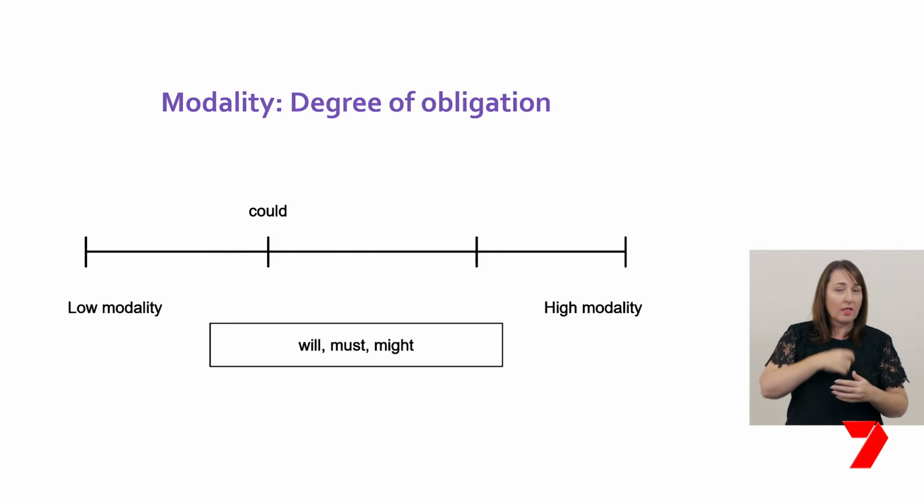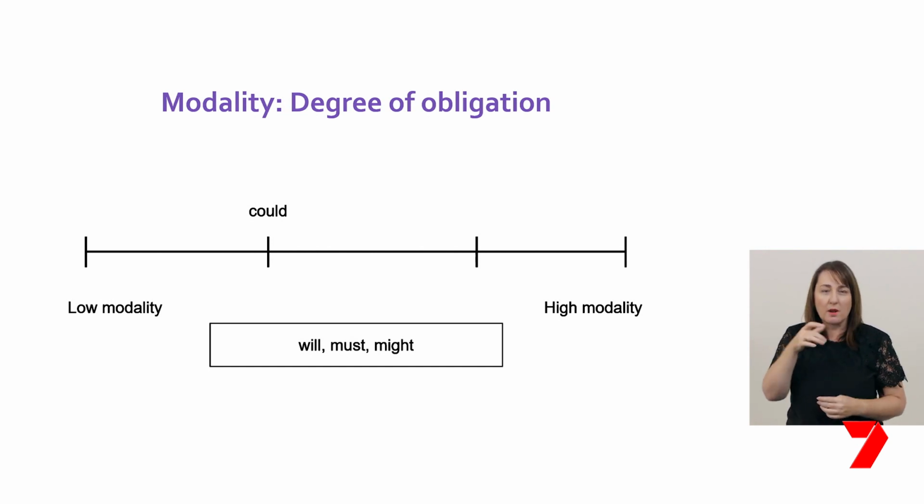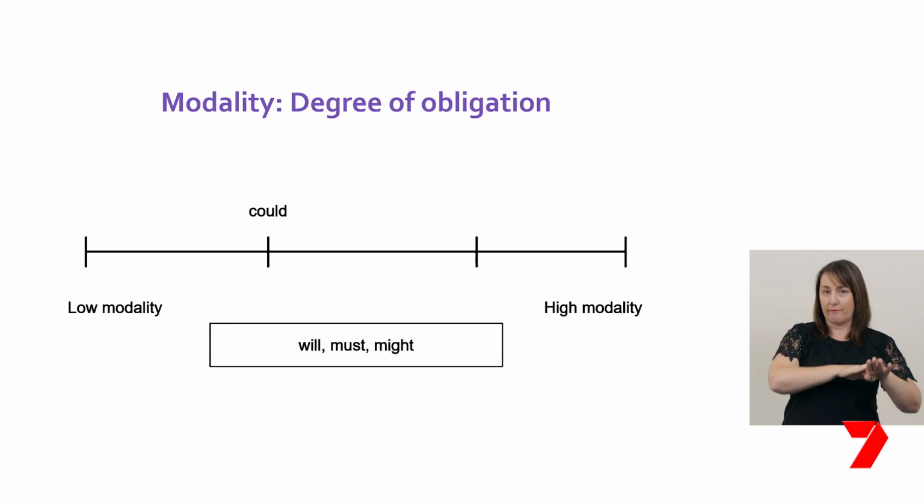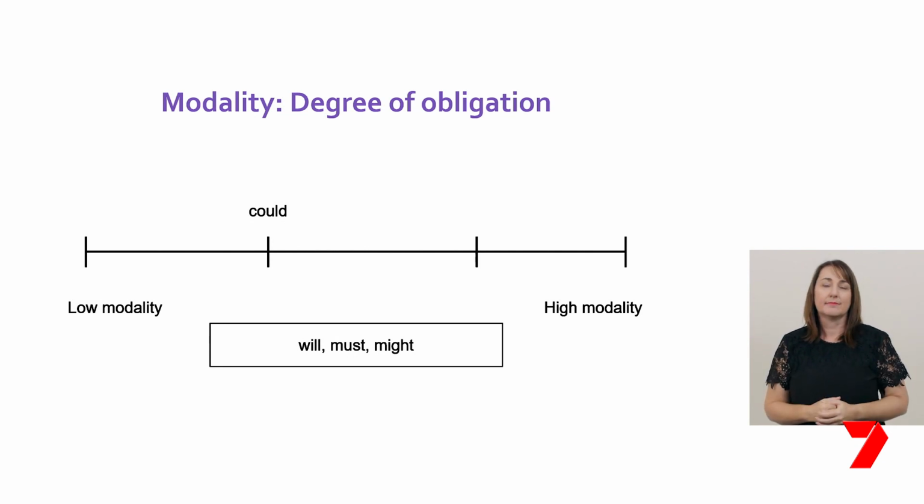Which word has the strongest degree of obligation? It would be placed all the way to the right of the cline. Which word has the lowest degree of obligation? It would be all the way to the left on the cline. Take a moment to think where you would place these words on our cline to show the degree of obligation.